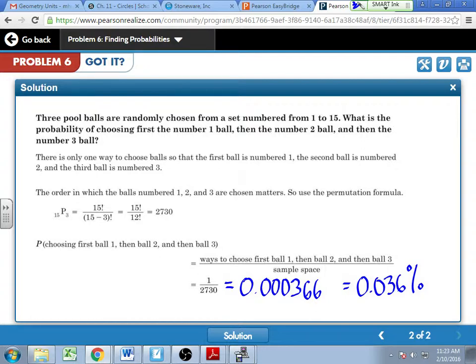I've heard a rumor that Google Calculator can do combinations and permutations, but I'm not certain. Robin, can you get us homework?